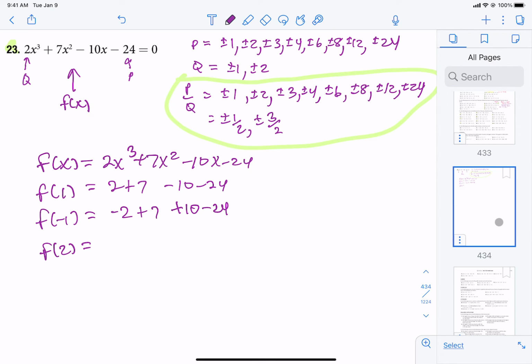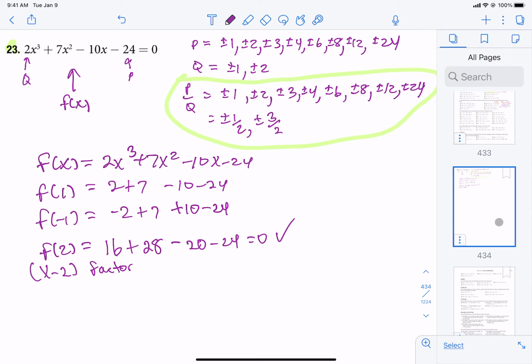I think 2, well, let's see, maybe. Okay, 2 times 8 is 16. 4 times 7 is 28. And that's minus 20 and minus 24. And that might have got it. Let's see. 16 plus 28 minus 20 minus 24. Oh, it's 0. Yay. So as soon as you find one that gives you 0, bam, you're done. Great. What does that mean? Well, that means that x minus 2 is a factor that can be evenly divided out.